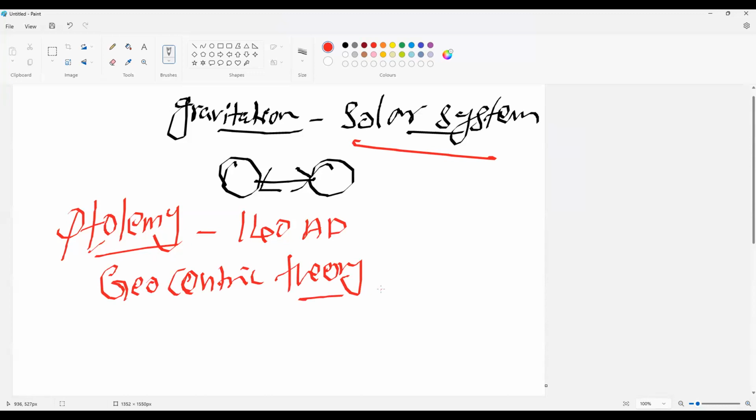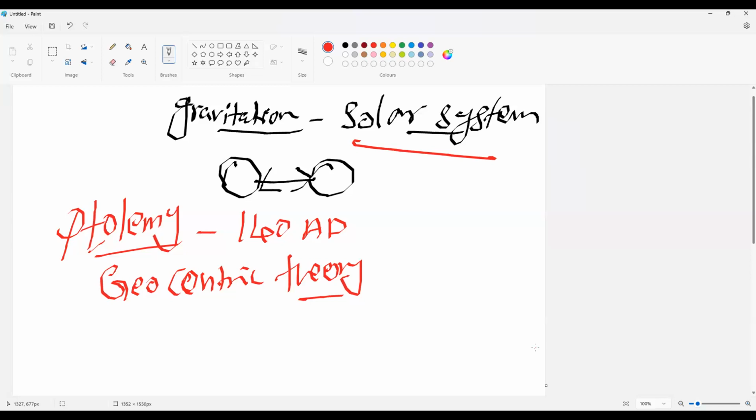Hope all of you are with me. My dears, all of you are with me? Yes, sir. Okay. So we have to understand the geocentric theory. Do we need to understand it or not?